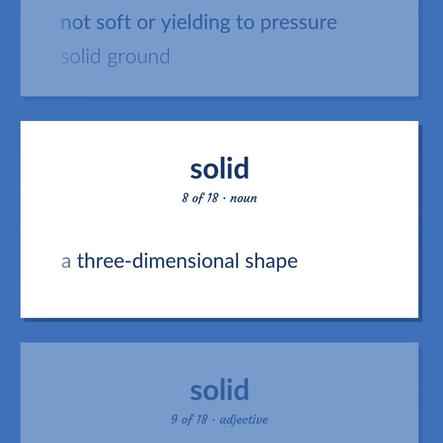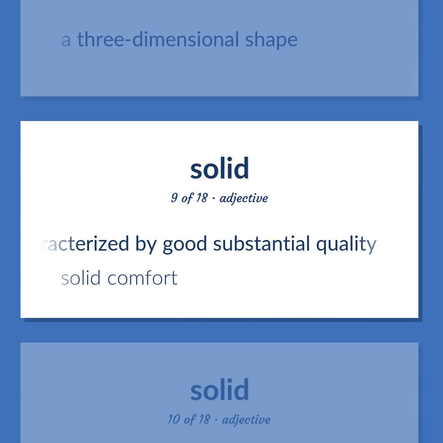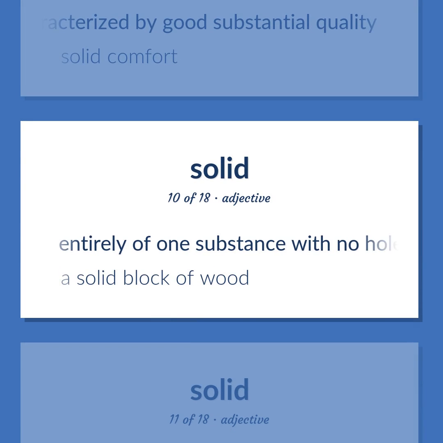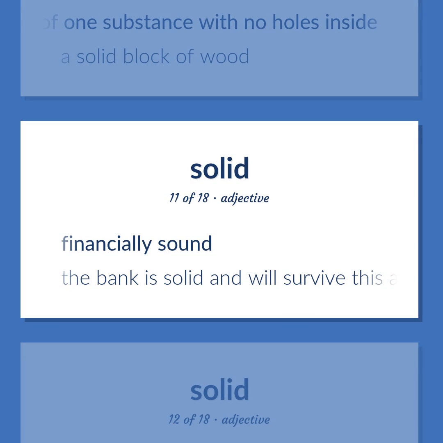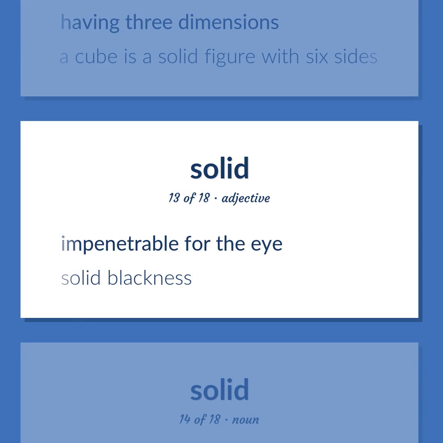A three-dimensional shape. Characterized by good substantial quality. Solid comfort. Entirely of one substance with no holes inside. A solid block of wood. Financially sound. The bank is solid and will survive this attack. Having 3 dimensions. A cube as a solid figure with 6 sides. Impenetrable for the eye. Solid blackness.